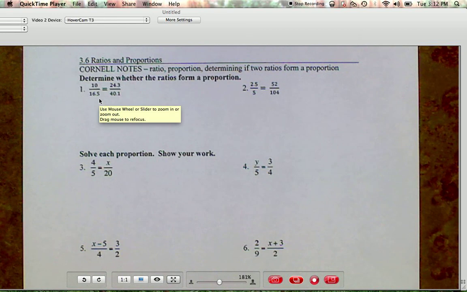Section 3.6 is all about ratios and proportions. So let's start with our Cornell notes first. So you have your Chapter 3 Cornell notes. Go ahead and flip to the back side.